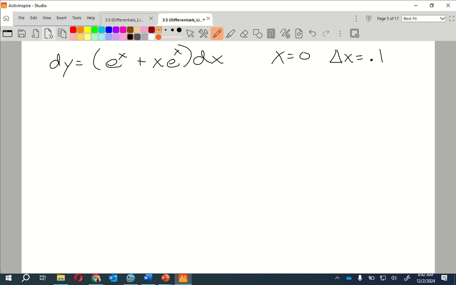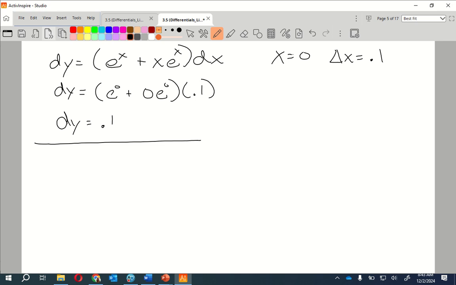Alright, let's plug in. So if I plug this in, I get dy equals e to the 0 plus 0 e to the 0 times dx, which is 0.1. So my dy is equal to 0.1. Alright, we're comparing that to my other one.